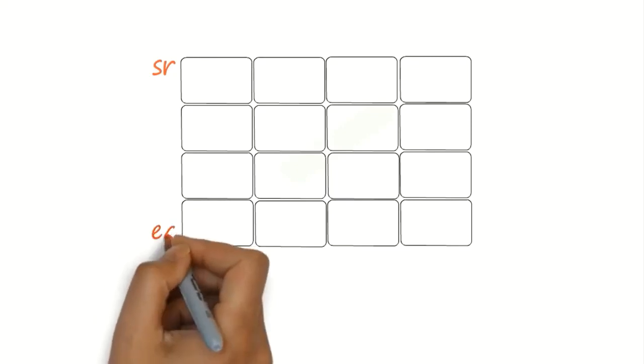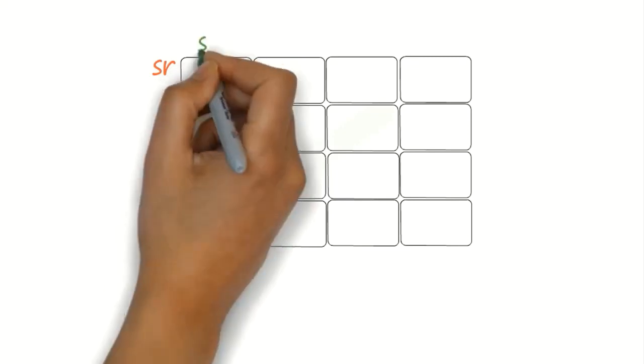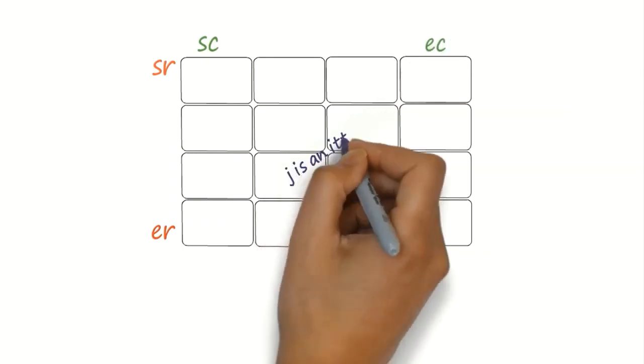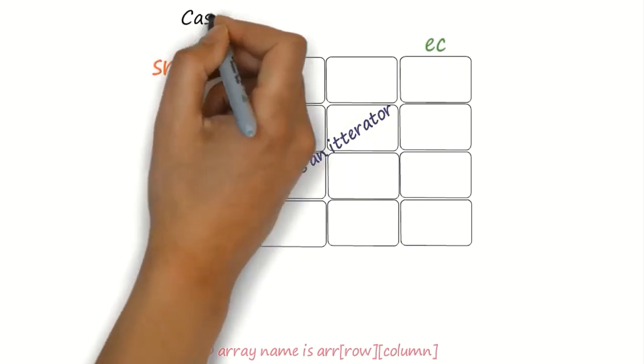SR means the starting row, ER means the ending row. SC is the variable that indicates the starting column and EC means the ending column. And I am using a variable J which will act like an iterator in the for loops. Here the 2D array name is ARR, and the first square bracket represents the row and the second square bracket represents the column.